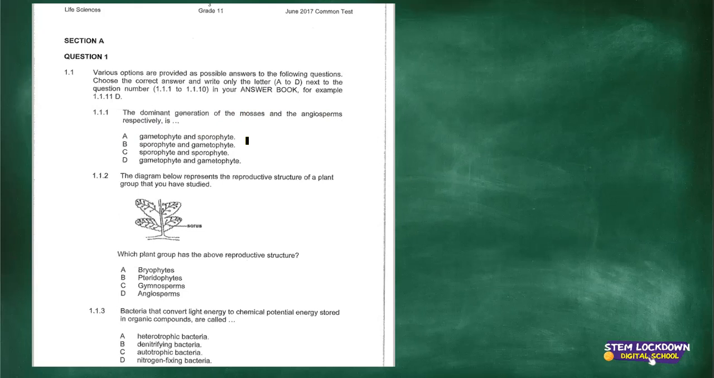We need to also pay attention to how the question is phrased. So yep, the answer is A, which is what? Gametophytes and sporophytes. Meaning mosses, the dominant generation is gametophytes, whereas in angiosperms, the dominant generation is sporophytes. Thank you, guys. Next question, question B. The diagram below represents the reproductive structure of a plant group that you have studied. So which plant group has the above reproductive structure? Buhle has answered already. It is the pteridophytes.